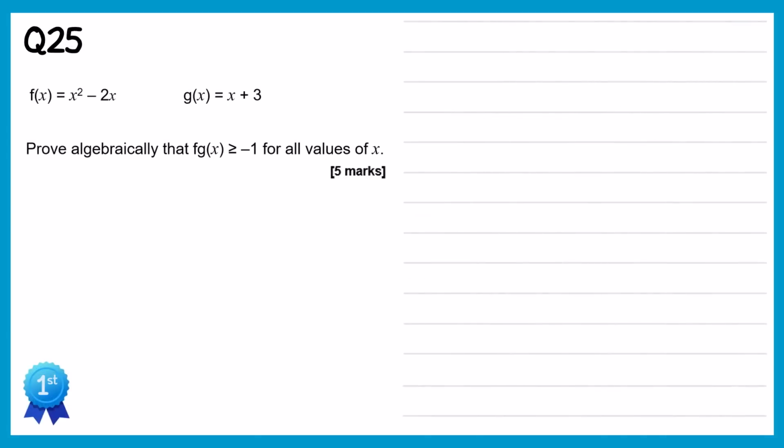In this question, we've been given two functions, f and g, and we need to prove algebraically that fg of x is greater than or equal to -1 for all values of x. To start this one off, we'll work out what the function fg of x is. To work out a function like fg of x, we start with the f function, so that's x squared minus 2x, and then we substitute in the whole g function wherever there's an x.